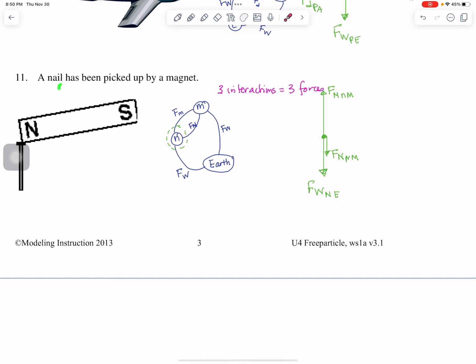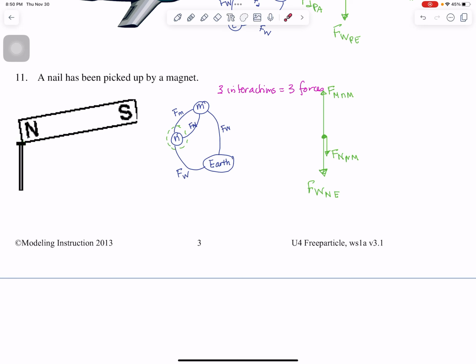Last but not least, nail has been picked up by a magnet, so draw a boundary around the nail. I've got 3 interactions. 3 interactions is 3 forces. So I know that the weight force is going down. So force of weight on the nail by the earth. Now, the normal force is a pushing force, and so it's actually pushing straight down from that corner. If you have it going at an angle, I could probably live with that, but in my universe, that's touching right there, and it's pushing the nail down.